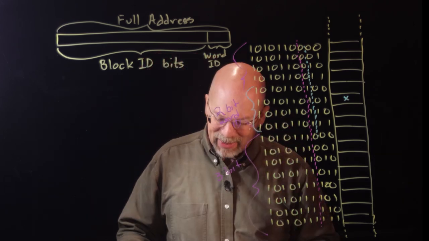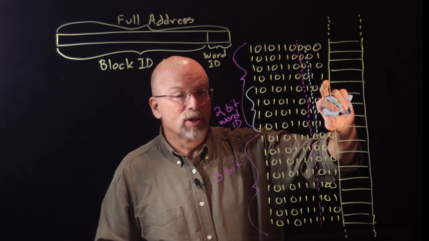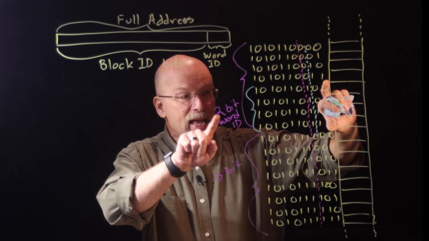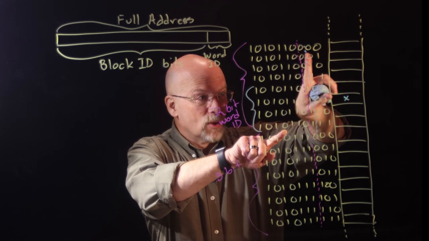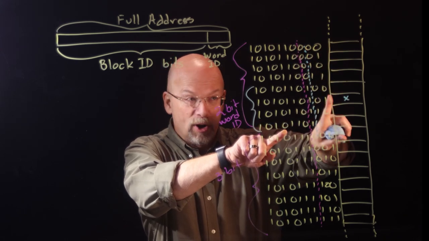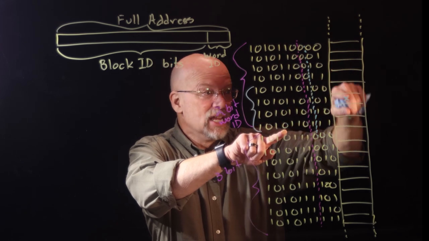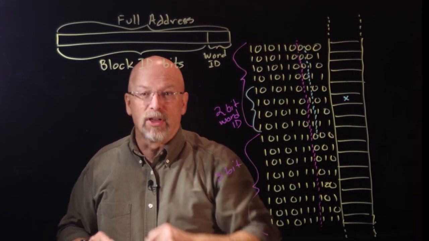Yes, I've kind of made things a little bit messy up here. These four elements belong to the same block if we have a two-bit word ID. These eight elements, notice that if these three bits are my word ID, all have the same block ID. So if I wanted to grab this one, I would actually bring all eight of those in.